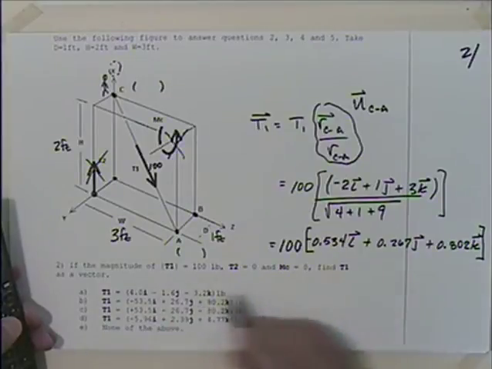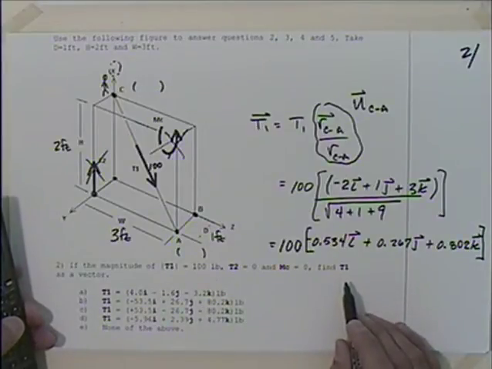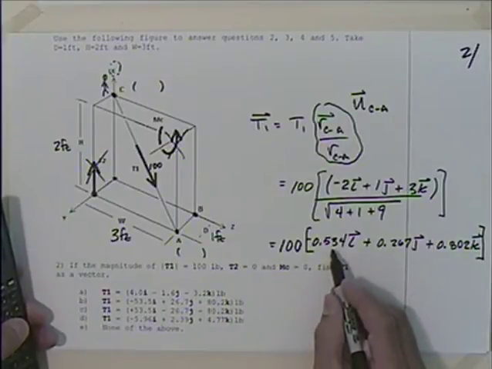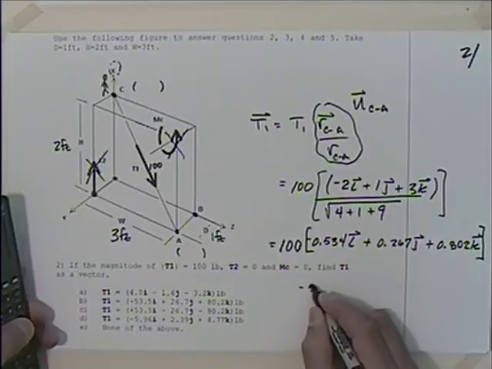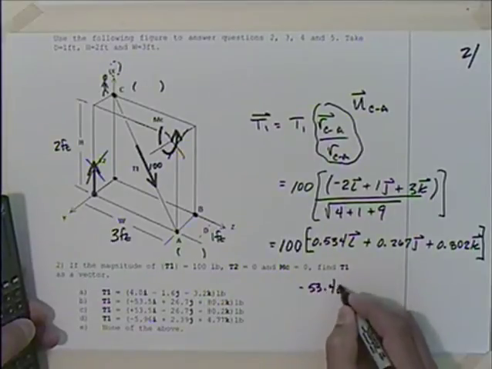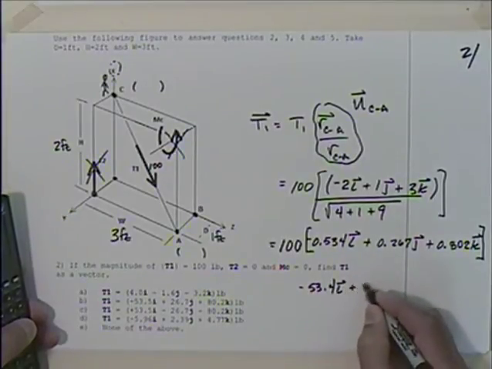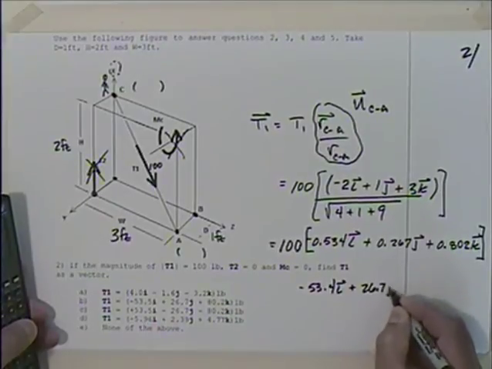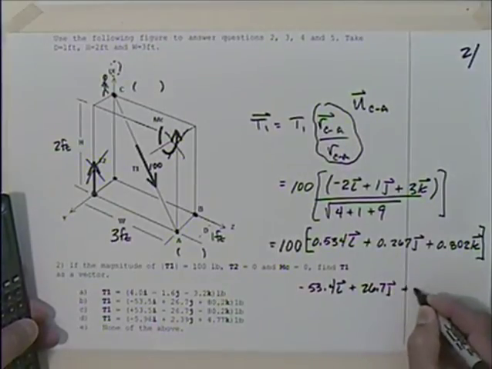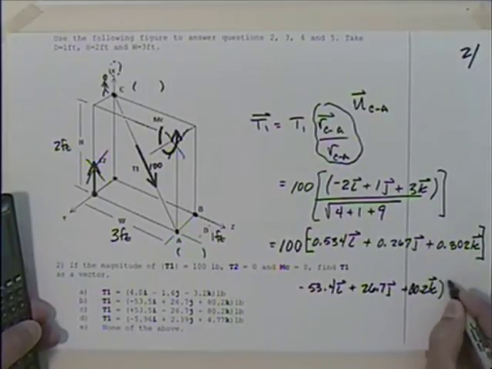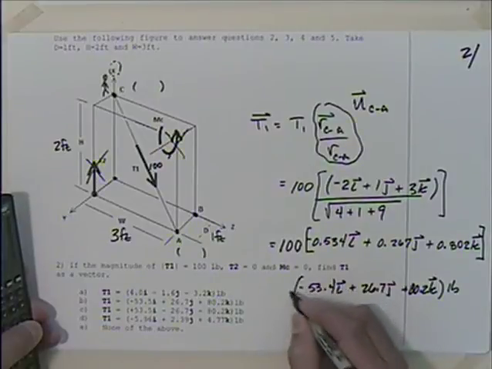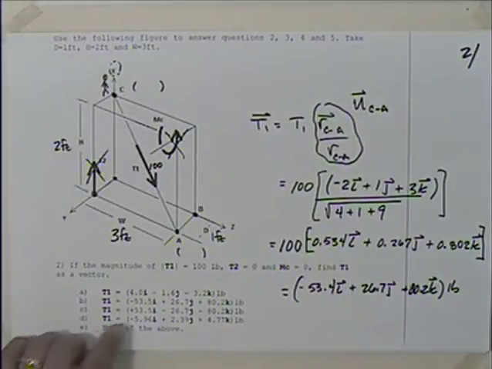So find T1 as a vector. So I just multiply this thing by 100, right? So minus 53.4 in the I direction, plus 26.7 in the J direction, plus 80.2 in K direction. So we should have something like that.